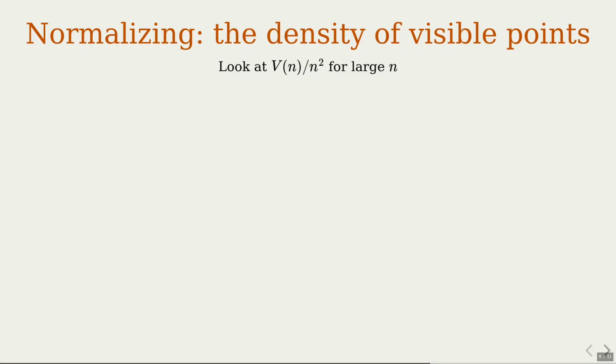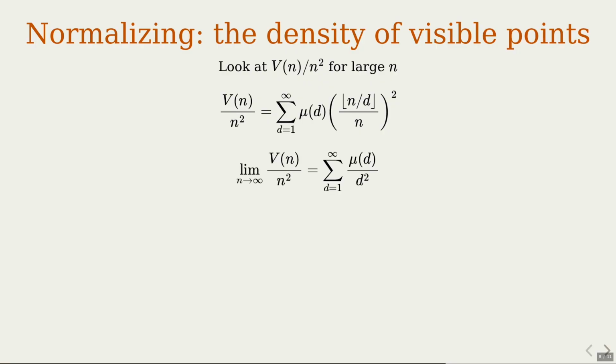Normalizing the density of visible points. To talk about density, we divide v of n by n squared, the total number of lattice points in the square from 1 to n. This gives the fraction of points that are visible from the origin. Using our formula for v of n, each term in the sum picks up a factor that is floor of n over d divided by n squared. For fixed d and very large n, that ratio behaves more and more like 1 over d.